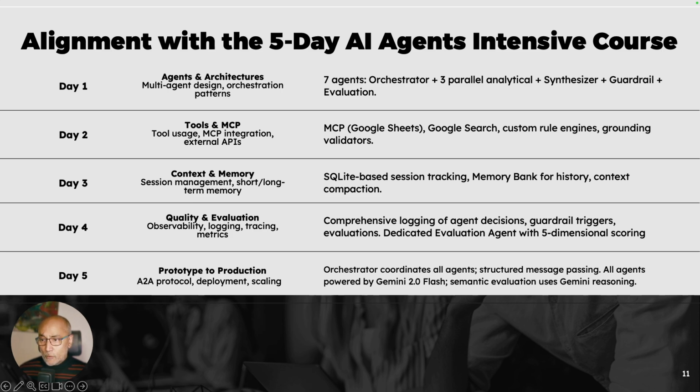And day 4, quality and evaluation. Comprehensive observability with distributed tracing, plus a dedicated evaluation agent with 5-dimensional scoring. Lastly, day 5, prototype to production. Agent-to-agent protocol for inter-agent communication, all powered by Gemini 2.0 Flash, ready for deployment.